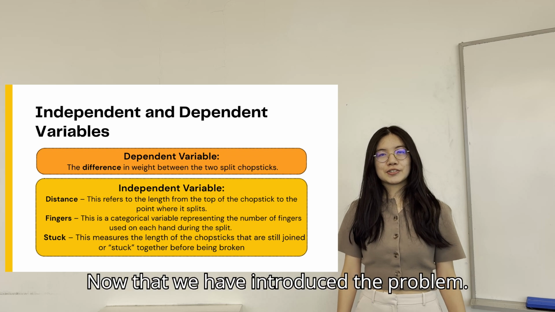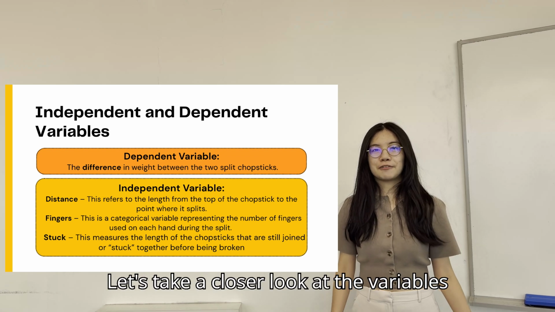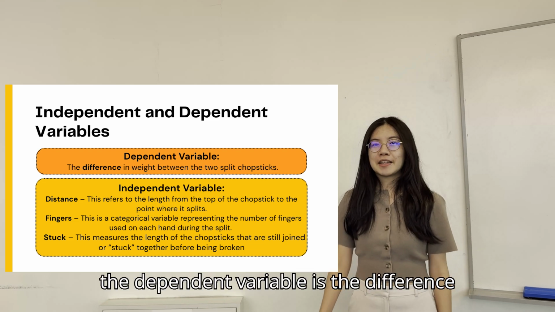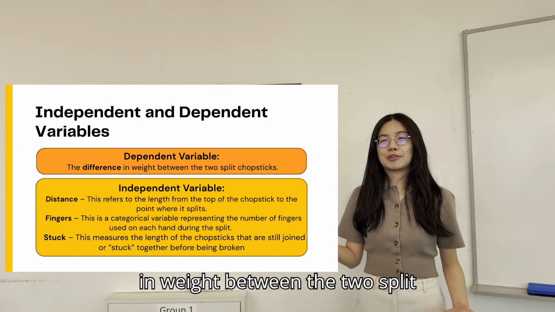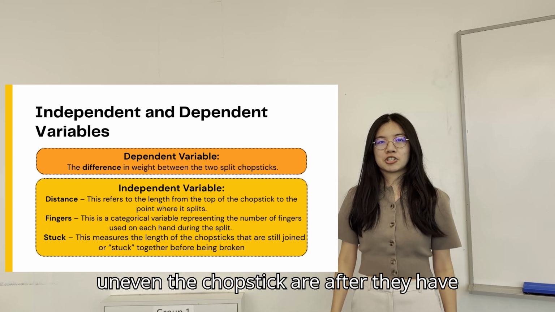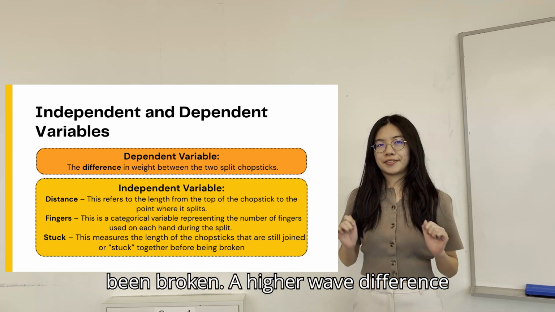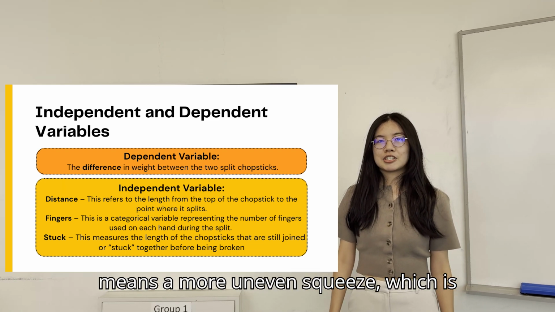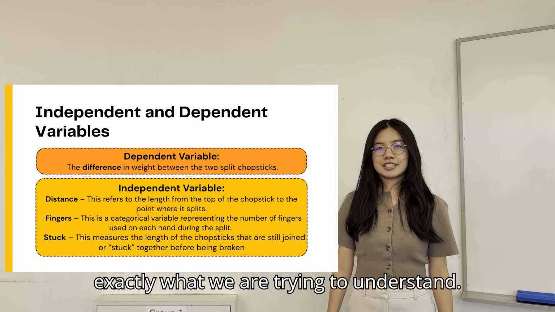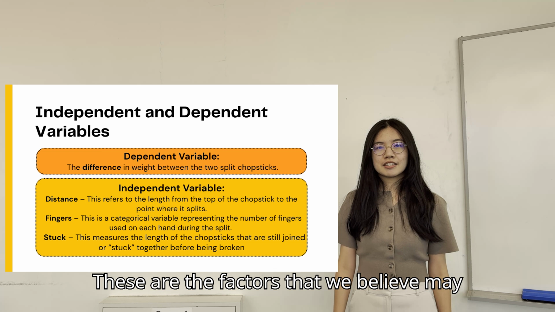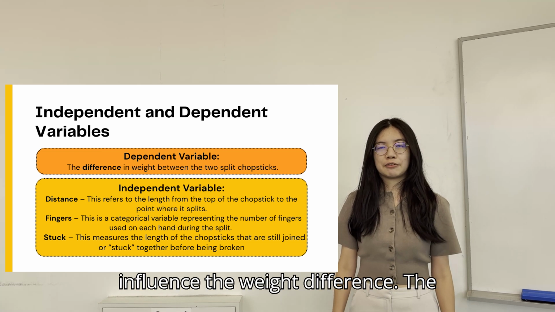Now that we have introduced the problem, let's take a closer look at the variables involved in our analysis. In our study, the dependent variable is the difference in weight between the two split chopsticks. This helps us to measure how uneven the chopsticks are after they have been broken. A higher weight difference means a more uneven split, which is exactly what we are trying to understand. Next, we have our independent variables.